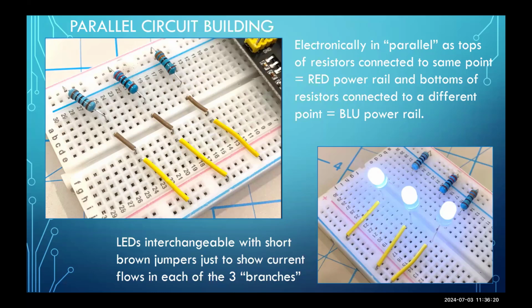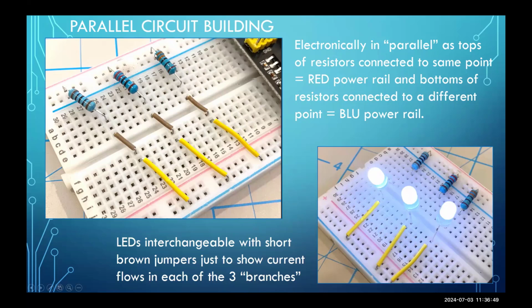Using the neat method, what we have are the resistors. If you look at the three resistors, I have them in the same sequence as in the schematic, 100 ohms, 220, and 330 left to right. I also happen to have the tops of each of these three resistors connected to the same point, the red rail. The top of these resistors being connected to a common point by itself does not mean they're parallel.